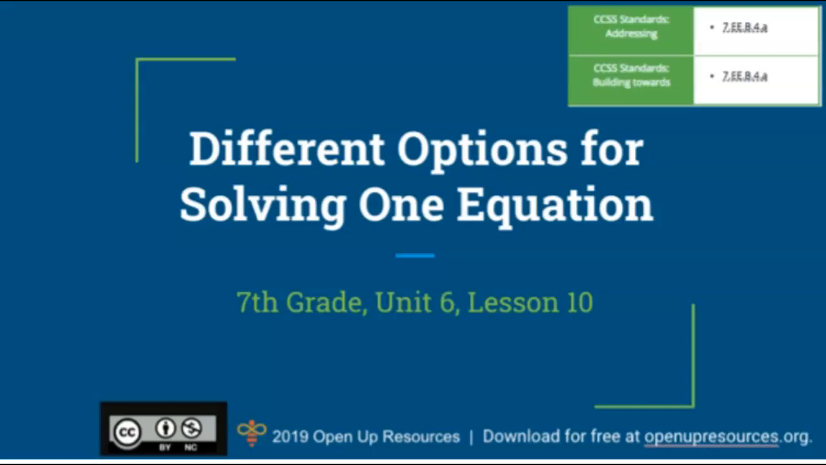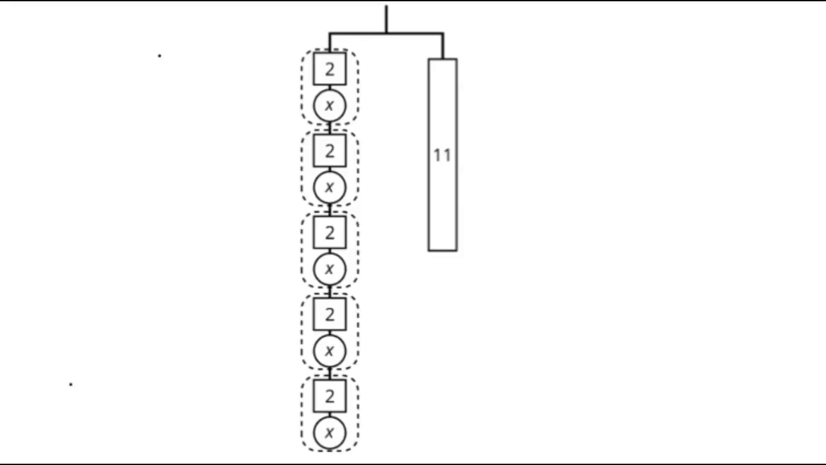All right, in this video, I'm going to be previewing Unit 6, Lesson 10, and showing you a couple different options for solving one equation. So we worked quite a bit with hanger diagrams, and if you saw a hanger diagram like this, you might write an equation for it, and your equation would probably look something like this. 5 times the quantity 2 plus x equals 11, because you see 5 groups of 2 plus x on the left and 11 on the right, and it's balanced.